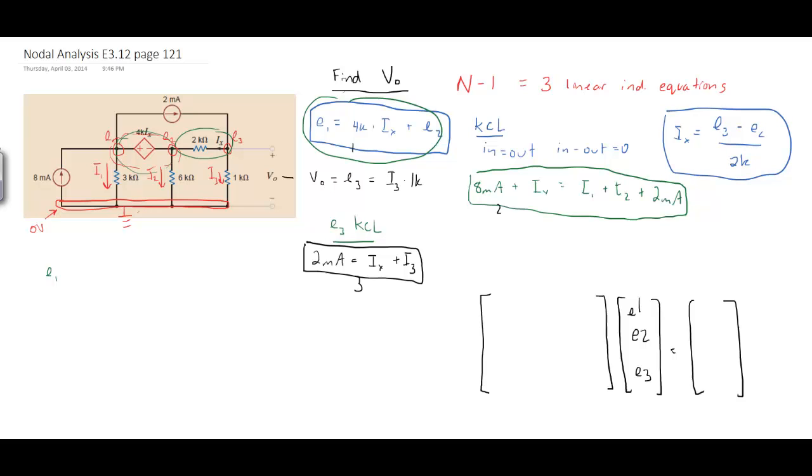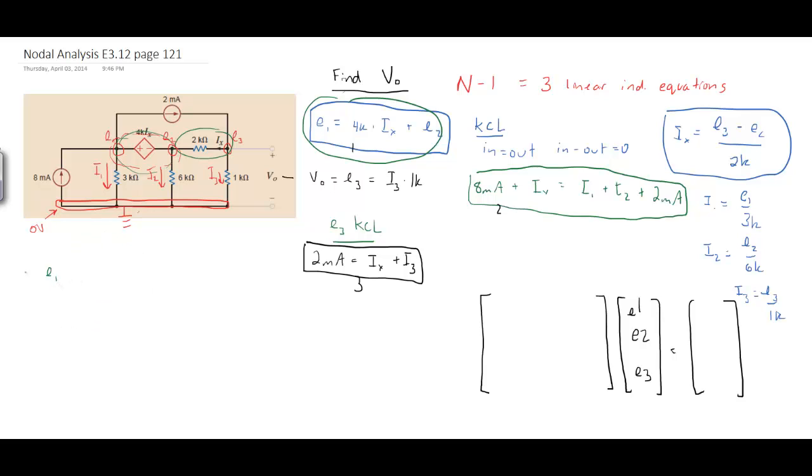Alright, let's use this to get rid of our Ix. While we're at it, let's find our I1, I2, I3. I1 is E1 minus 0 over 3K, so right there, E1 over 3K. I2, same thing, E2 over 6K. And I3, we set up here, E3 over 1K. Bam. We have everything we can put into terms of E1, E2, E3 in order to fill out this A matrix down here. Alright, let's get started.